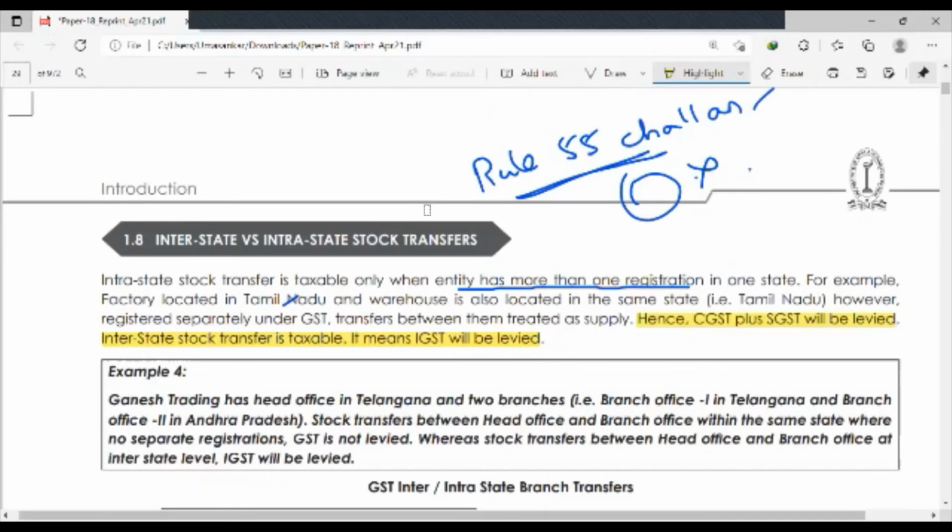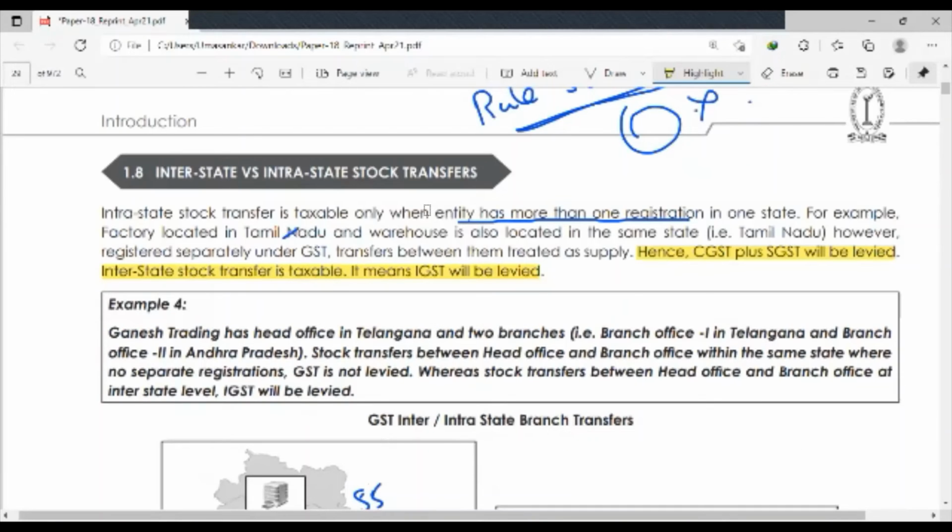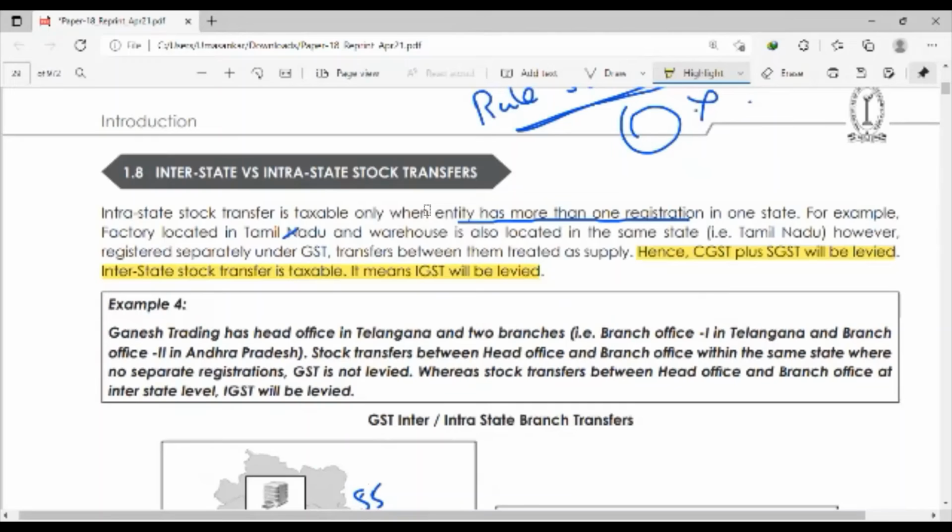Now, interstate versus intrastate stock transfer. This is the major point and it's very important. Stock transfer: earlier, you might be remembering, Form H was used for stock transfers from one state to another state. Here, what is the difference?